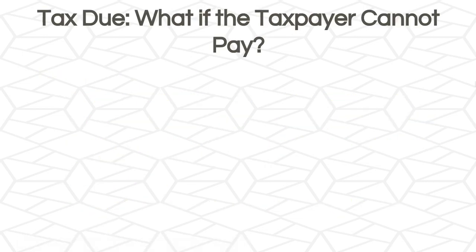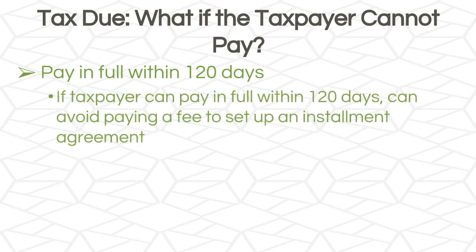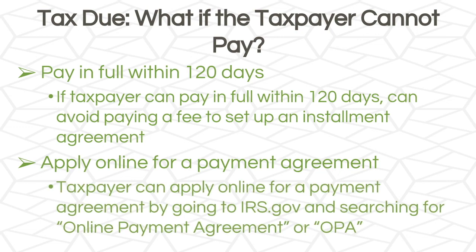But what if the taxpayer cannot pay? So they should try to pay in full within 120 days, because they can avoid paying a fee to set up an installment agreement. If not, they can apply for an online payment agreement, and this will be called an OPA. They can go to irs.gov and search online payment agreement.